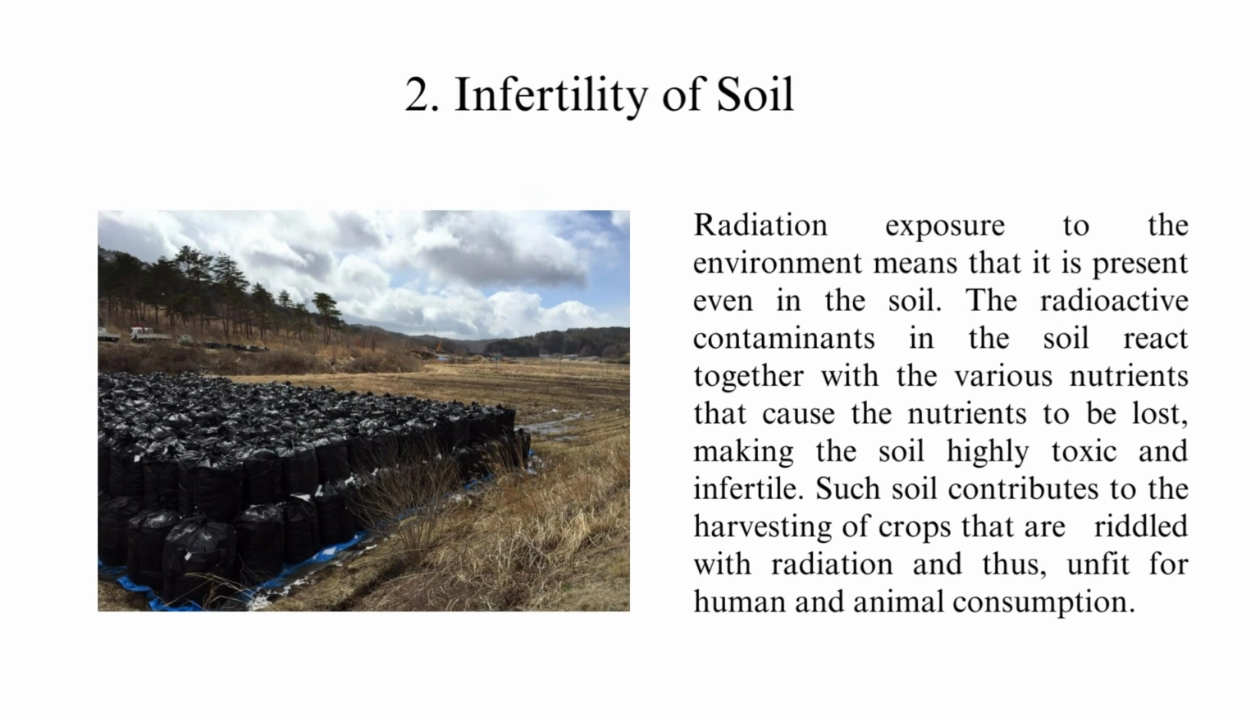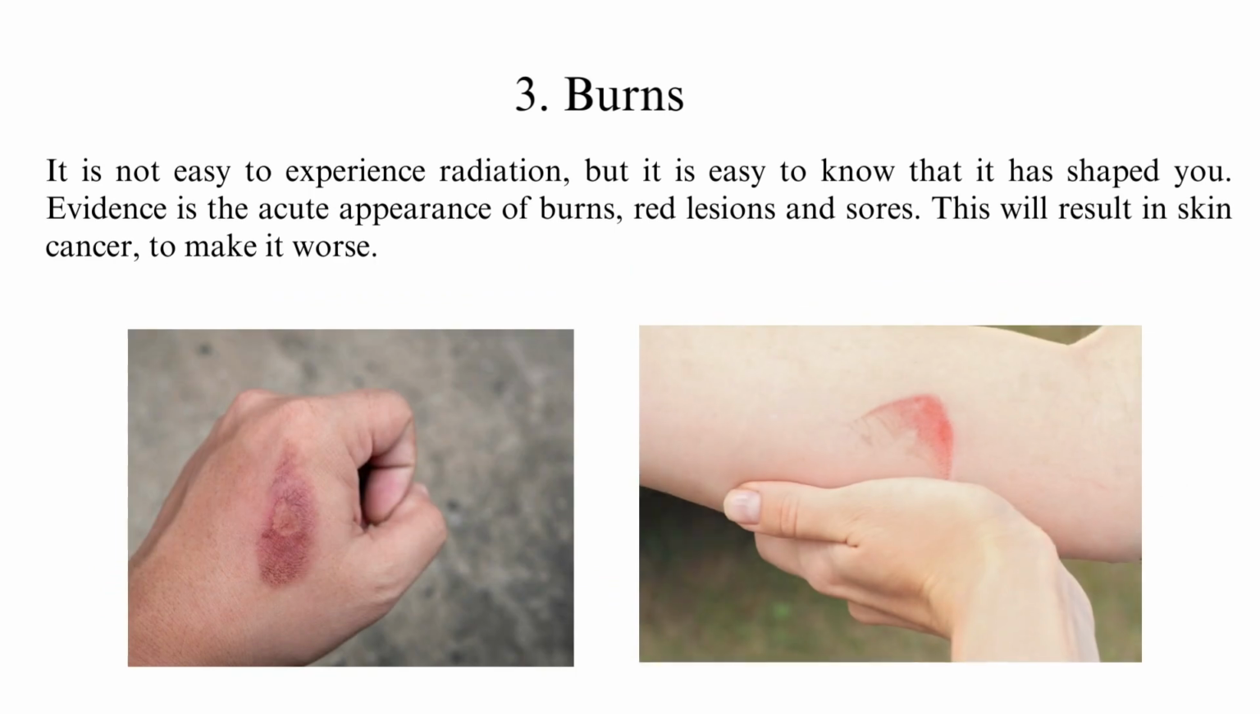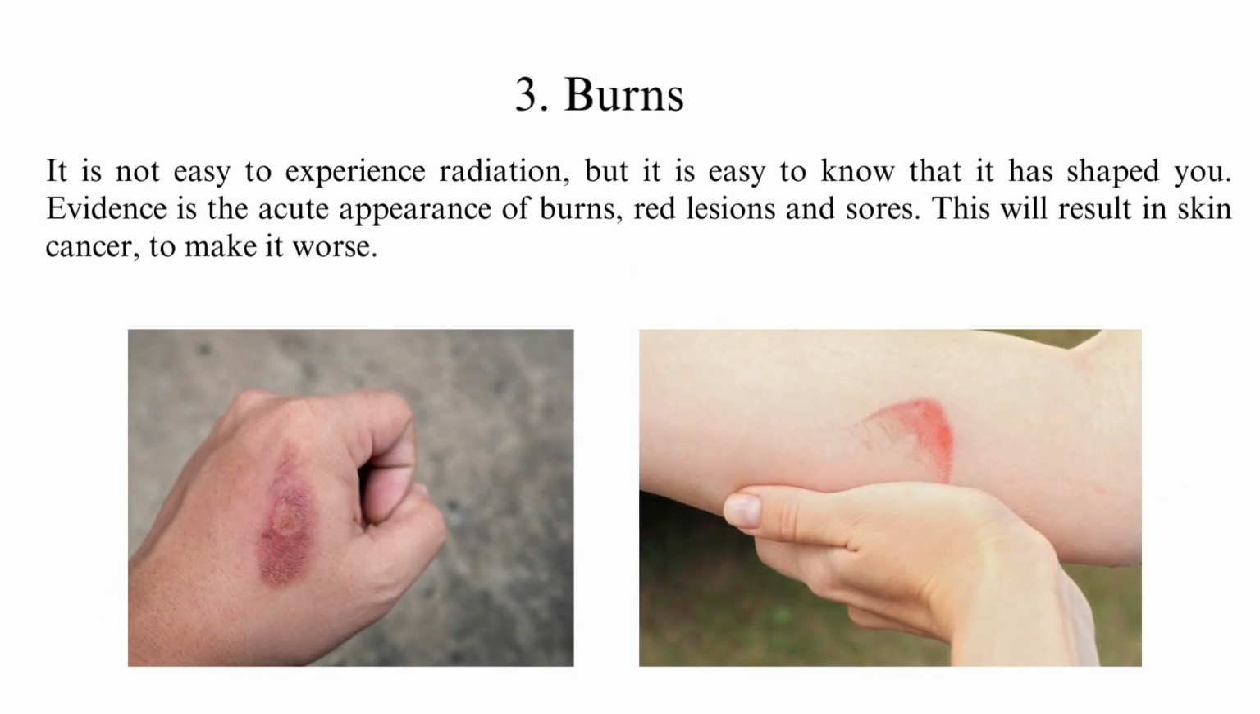Infertility of soil. Radiation exposure to the environment means that it is present even in the soil. The radioactive contaminants in the soil react with the various nutrients, causing the nutrients to be lost, making the soil highly toxic and infertile. Such soil contributes to the harvesting of crops that are riddled with radiation and thus unfit for human and animal consumption. Burns. It is not easy to experience radiation, but it is easy to know that it has shaped you. Evidence is the acute appearance of burns, red lesions, and sores. This will result in skin cancer, to make it worse.